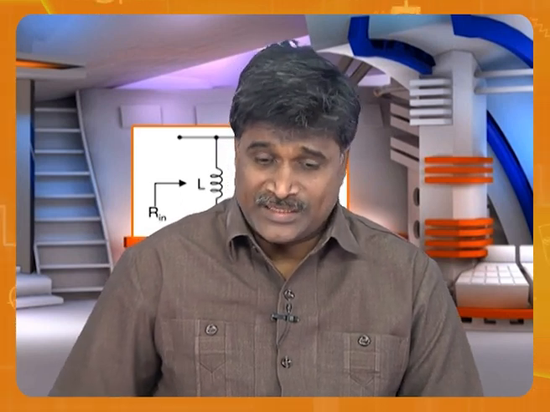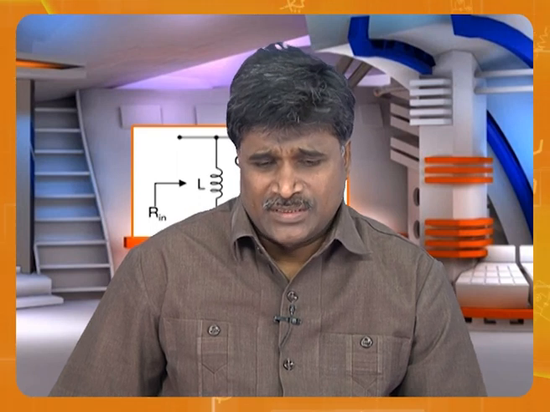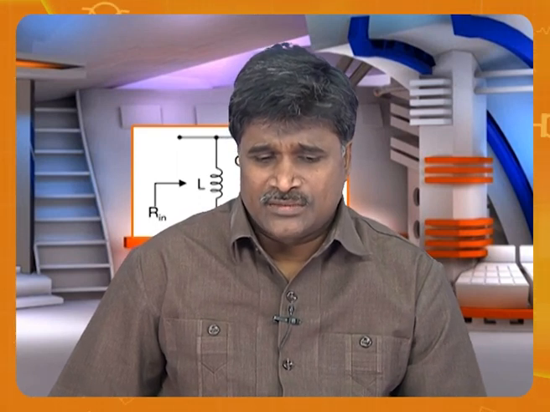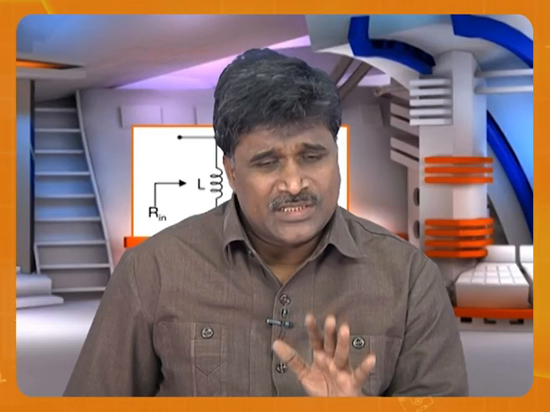So let us see this inductor. It is basically not connected to the source. When it is not connected to the source, could it develop any current? No. No current means zero current. Zero current means open circuit. So the inductor is acting as an open circuit. That's the point. So when the inductor is acting as an open circuit, what is the current flowing through this circuit? This is open, this is open. Two open things, automatically zero current. So this is the status at 0 minus.